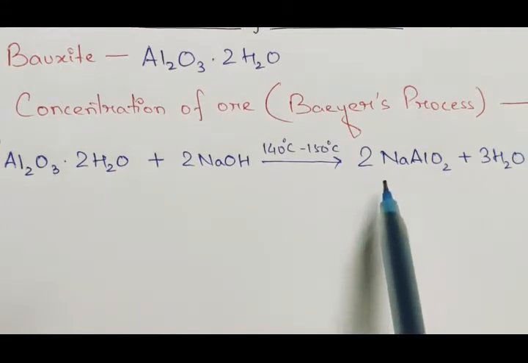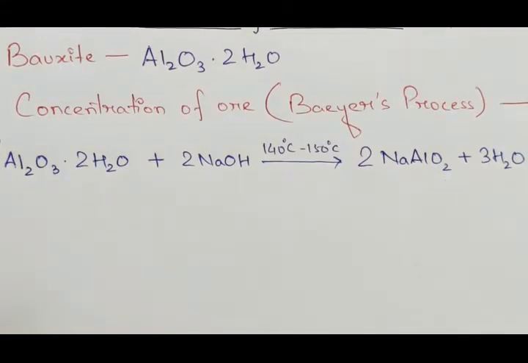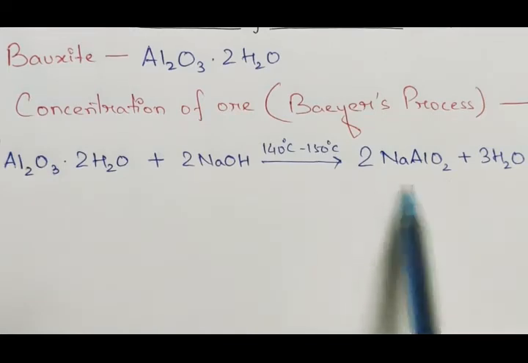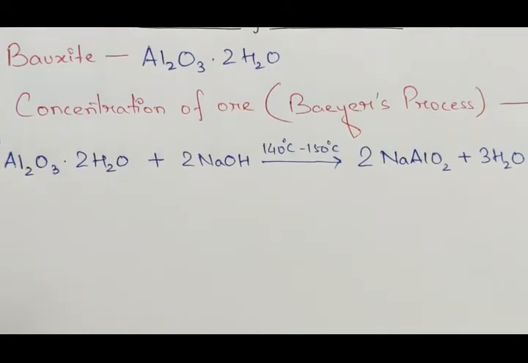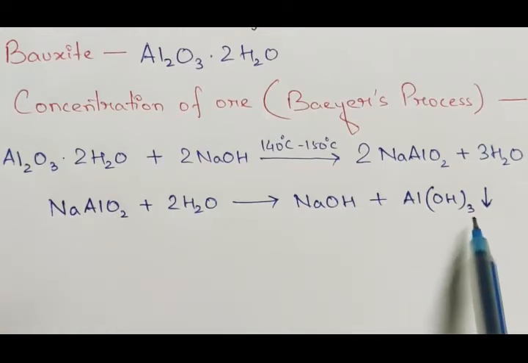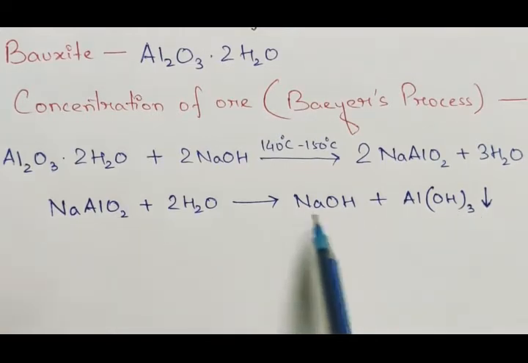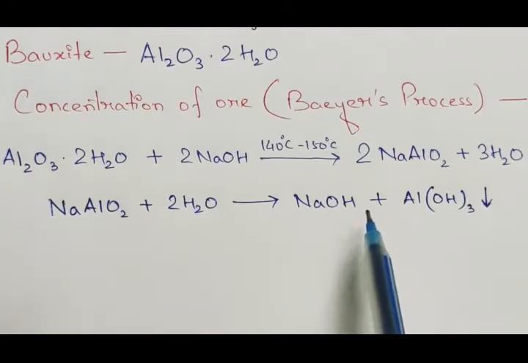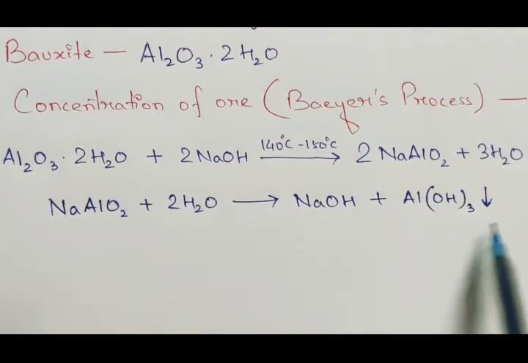Now on diluting this sodium meta-aluminate with water and then cooling, this sodium meta-aluminate will get hydrolyzed to form aluminium hydroxide as a precipitate, and the impurities will get dissolved in sodium hydroxide. So on hydrolysis of sodium meta-aluminate, we will get the insoluble precipitate of aluminium hydroxide, and this sodium hydroxide which is prepared here will dissolve the impurities present there. And after we obtain this precipitate, it is filtered, washed and dried.